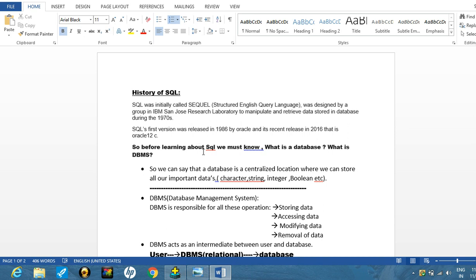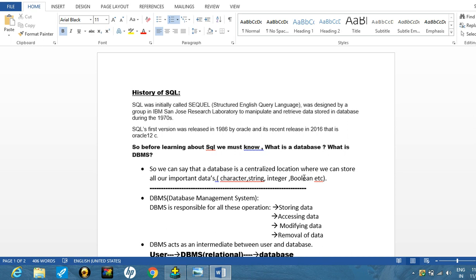Okay, before knowing about SQL, we must know what is a database and what is a database management system, that is DBMS. So we can say that a database is a centralized location. Whenever we need to store anything, we need to store in a particular location. That's what a database is. A database is a centralized location where we can store all our important data. And what kind of data? Data can be any kind of data, that is a character or a string or an integer or a boolean, anything.